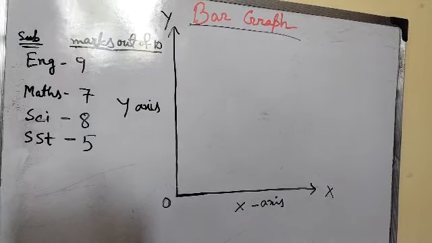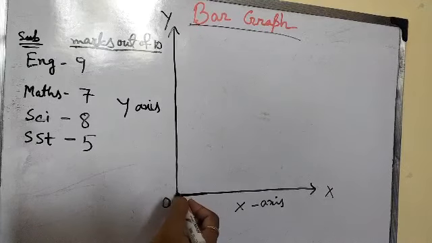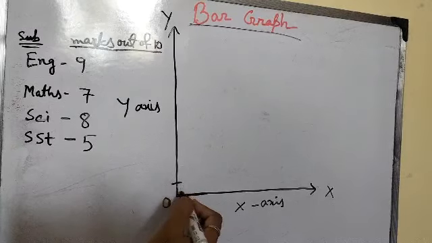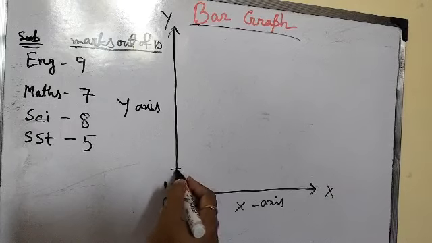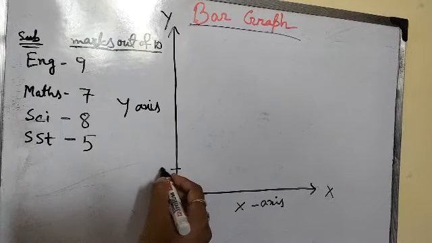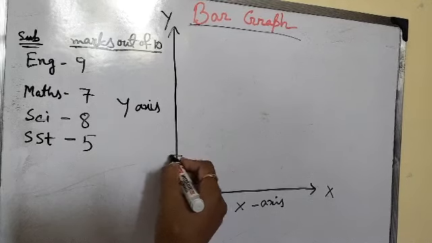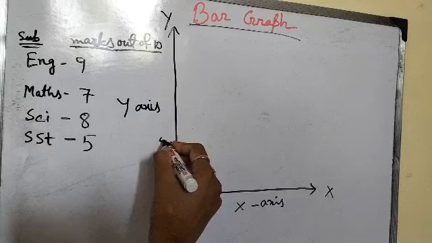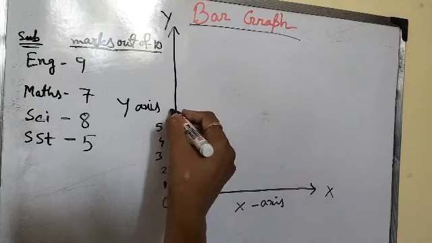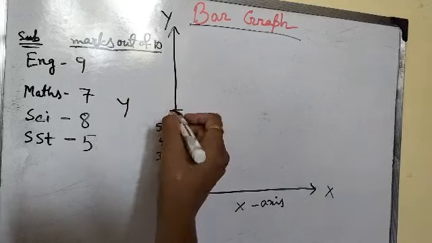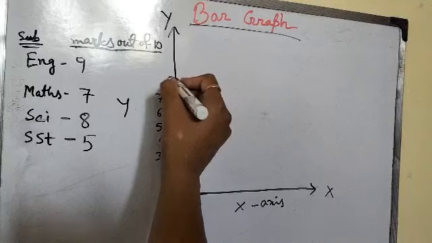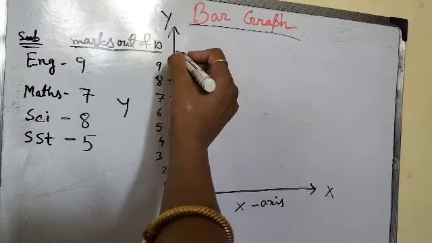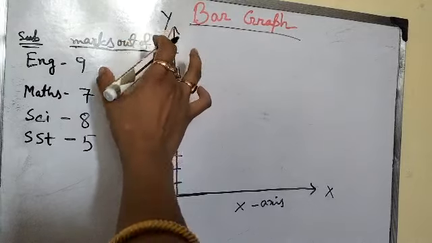Okay. Then here we have to take the divisions. That means from 0 to 10, 10 boxes means 1 unit. Then here again 10 small boxes, 10 small divisions. This is 2, this is 3, 4, 5, 6, 7, 8, this is 9 and this is 10.